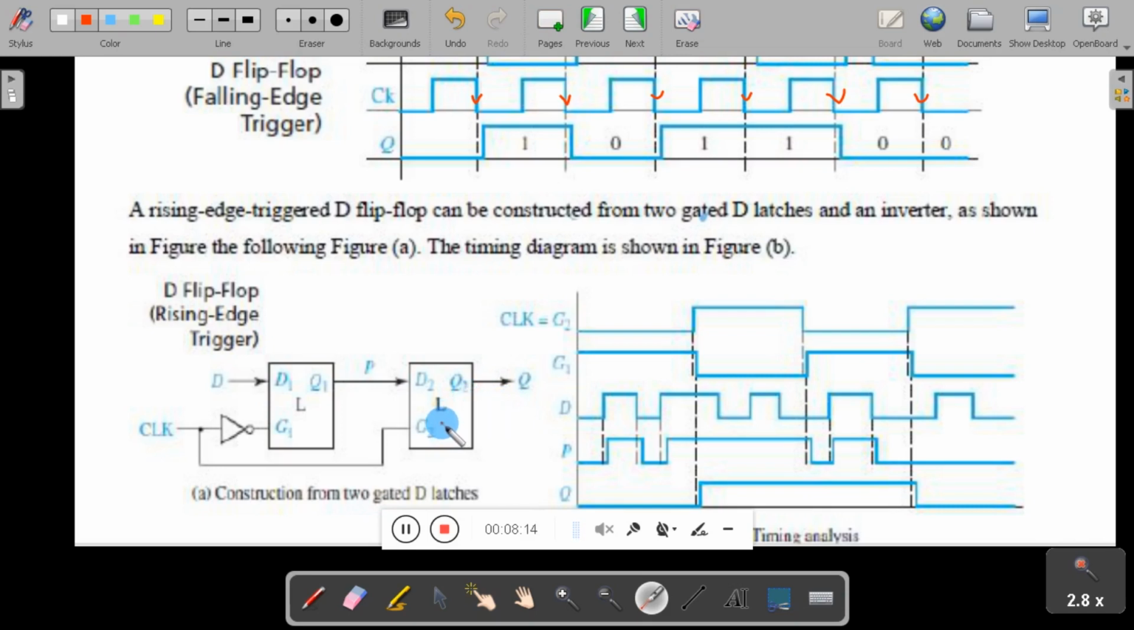So when clock changes to 1, G1 changes to 0, and the current value of D is stored in the first latch, and because G2 is equal to 1, the value of P follows through the second latch to the output Q, that is shown here.